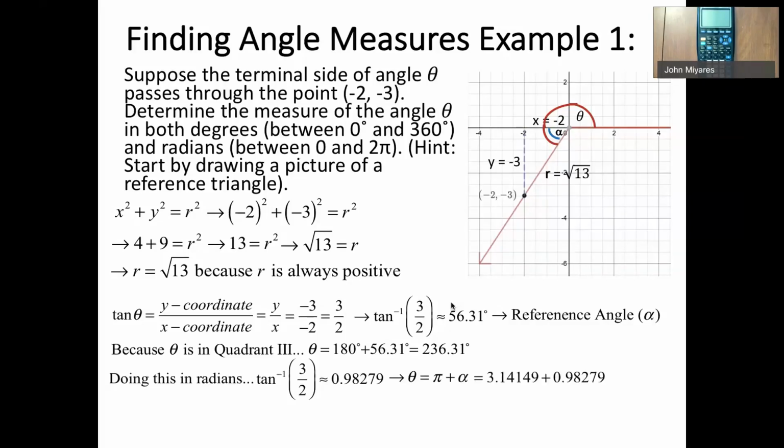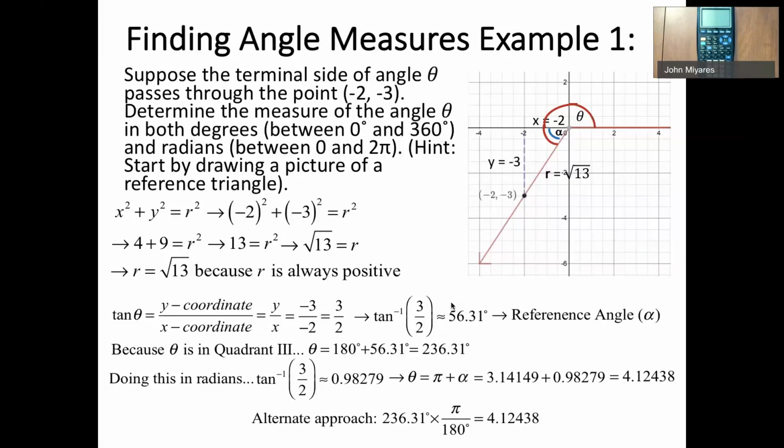Decimalizing means taking pi, which is 3.14159, and adding our value of alpha, 0.98279, to get 4.12438 radians. An alternate approach would be just to take the answer that you got in degrees and convert it into radian measures by multiplying by pi over 180.